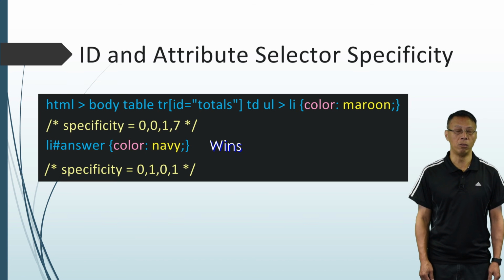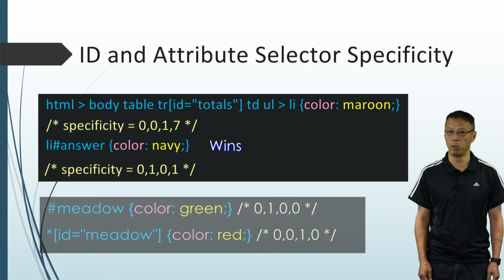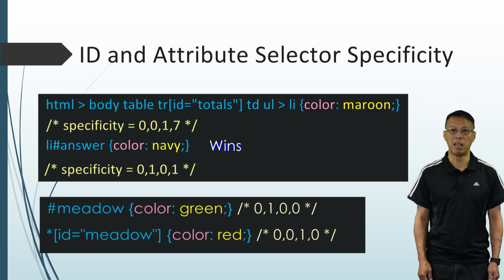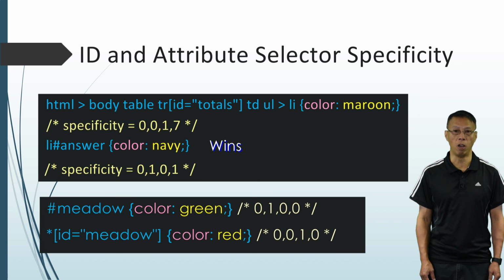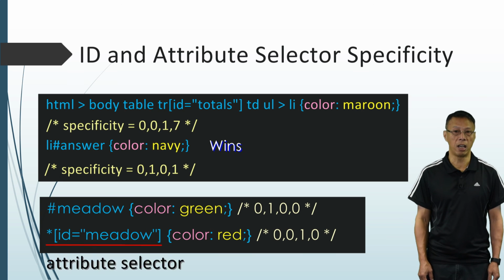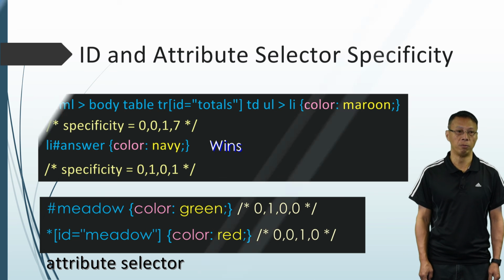This is also true for example 2. In example 2, we have the medal. Medal is being used in the first rule of example 2 as an ID. But in the second rule, medal is being used as a class. So therefore, we conclude that the first rule in example 2 will be applicable to the element.